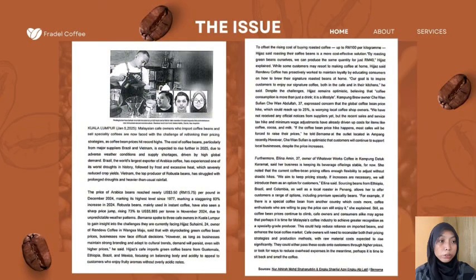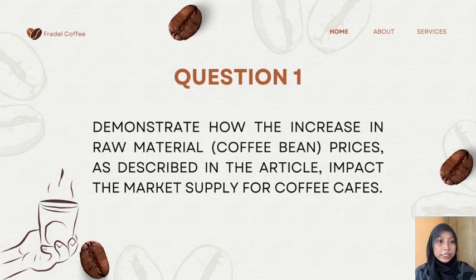Okay, this is the issue. Question 1. Demonstrate how the increase in raw material, which is coffee bean prices, as described in the article, impacts the market supply for coffee cafes.